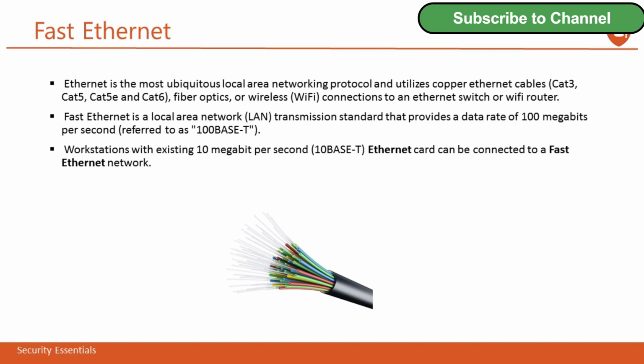Fast Ethernet is a local area network. We are connected locally because we are using some cable connections, transmission standards that provide a data rate of 100 megabits per second. Workstations with existing 10 megabit per second base Ethernet cards cannot be connected to a Fast Ethernet network. And with Fast Ethernet, we are using 100 megabits, that is 100BASE-T.